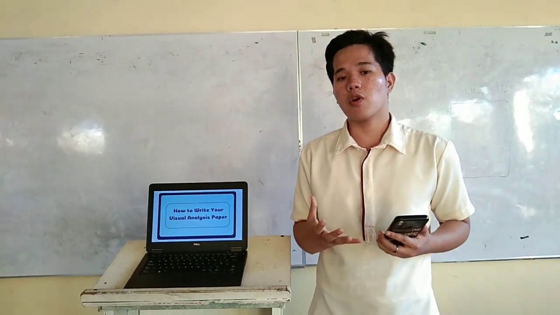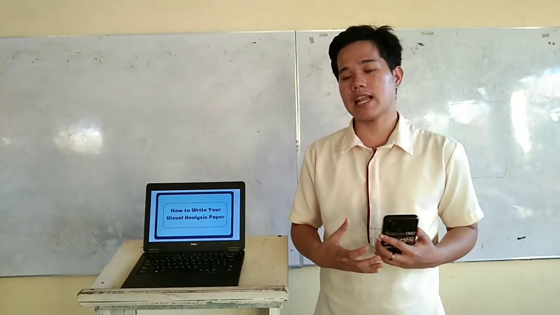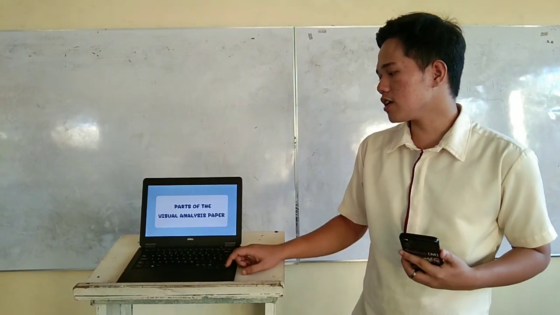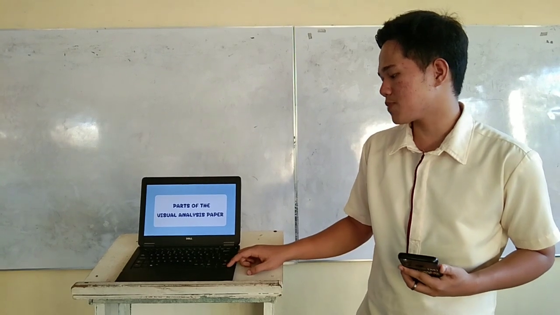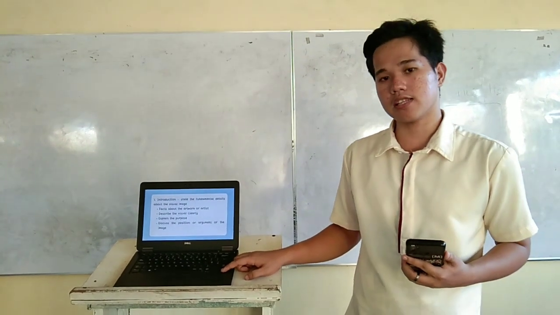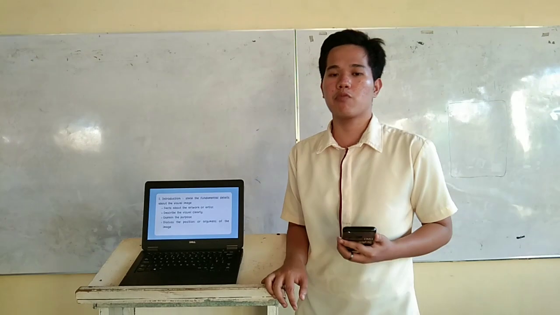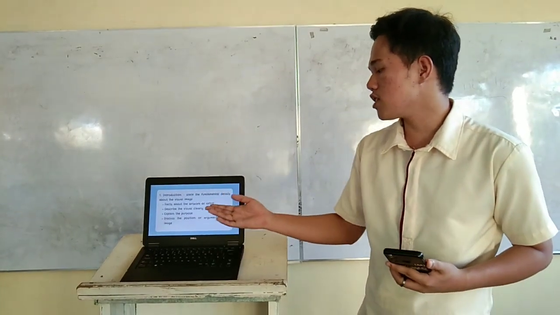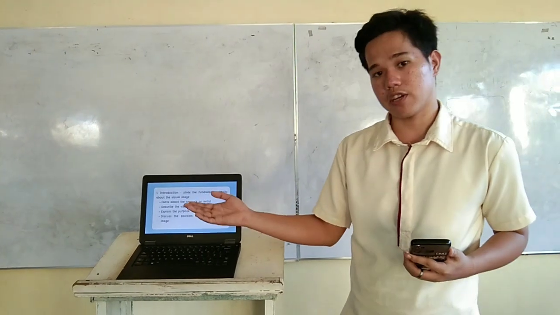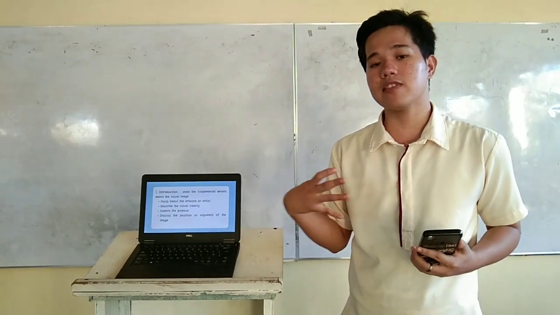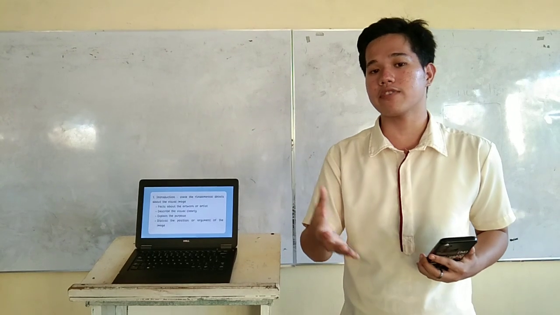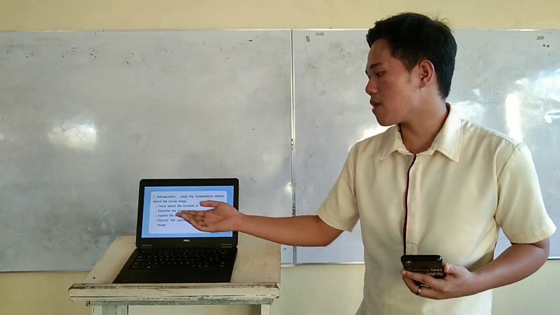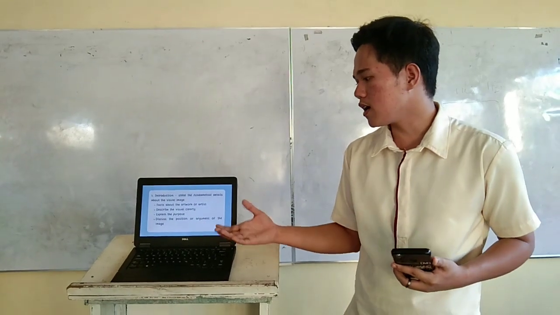So here, we will now write our visual analysis paper on the visual rhetoric. These are the parts of the visual analysis paper. First part is the introduction. Of course, we will start with the introduction. You should state the fundamental details about the visual image. So you will state everything you can see on that visual ad or visual rhetoric. First is the facts about the artwork or artist.